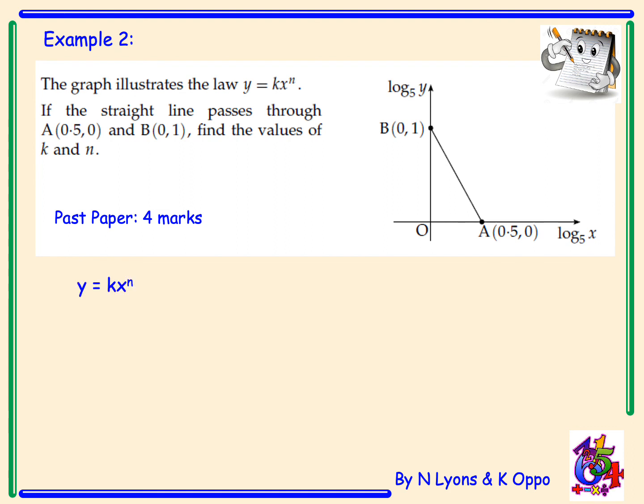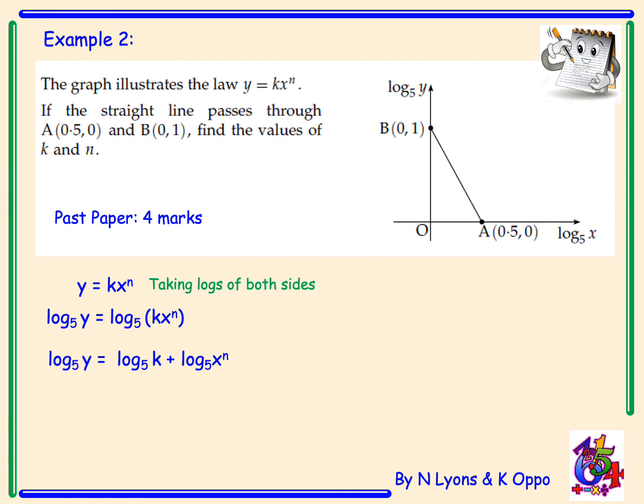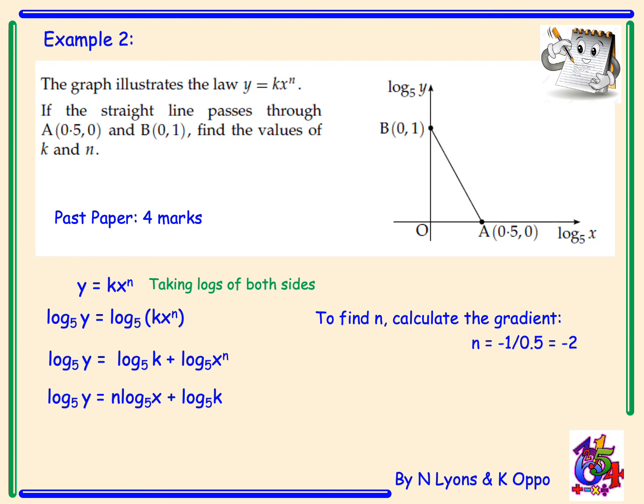So start off with the law you were given. Take log to the base 5 of both sides. Use your rule of logs, get it to look like a straight line. You're comparing gradient and y-intercepts. To find n, calculate the gradient. You have to work out what gradient is, so n equals minus 2.